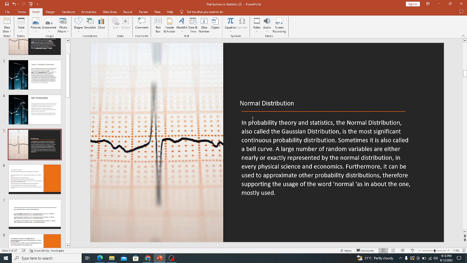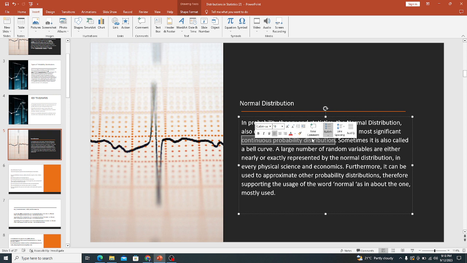Let's continue. So we'll start with a normal distribution. For a normal distribution, we are saying that it's also called the Gaussian distribution, and is the most significant continuous probability distribution. So you can see we've said it's a continuous probability distribution. Sometimes it's also called a bell shape, because of its bell kind of shape. That's why it is known as a bell shape.